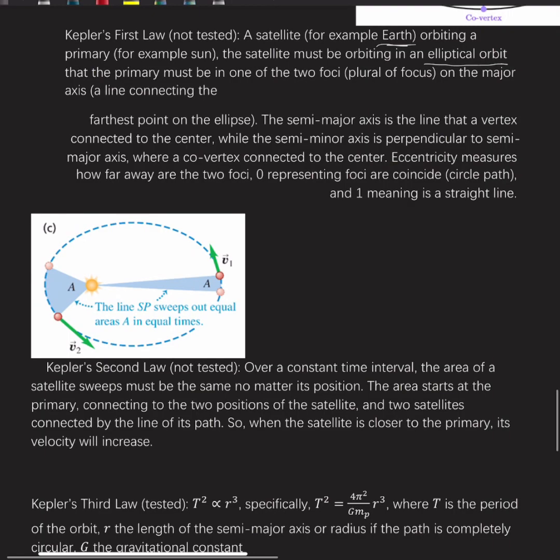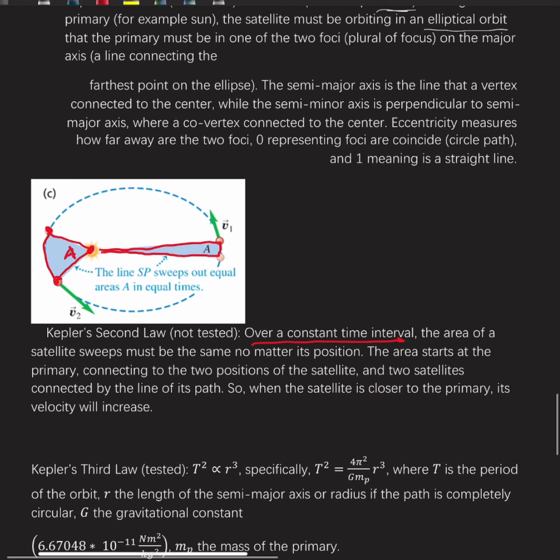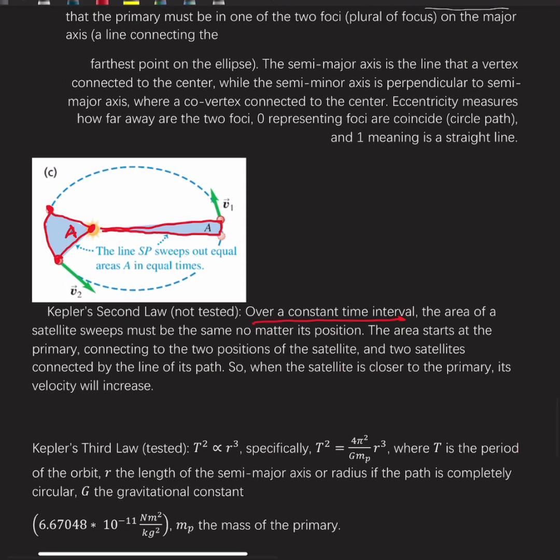Kepler's second law: over a constant time interval, the area the satellite sweeps must be the same no matter its position. The area starts at its primary, so it's right here, and connects to the two positions of the satellite, which are connected by the line of the path. So it will look like this. The area of this, area A, must be equal to the area of this. Which means that when the satellite is closer to the primary, its velocity will increase to have the same area as when it's further apart.